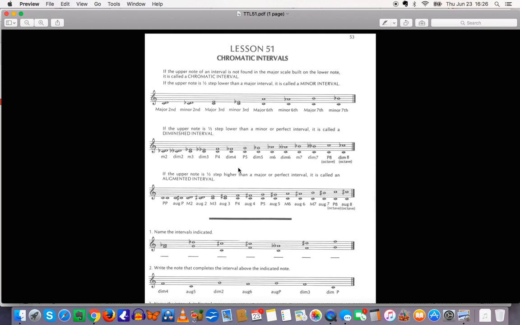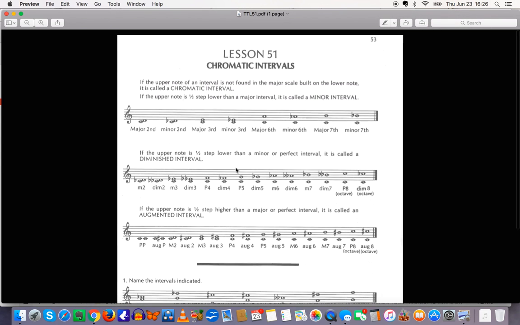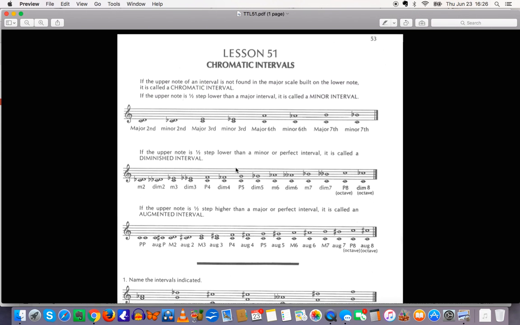I'm from Rockwell Guitar School in Shoreview, Minnesota, and this is lesson 51 of our music theory series. Today we're going to be talking about chromatic intervals.